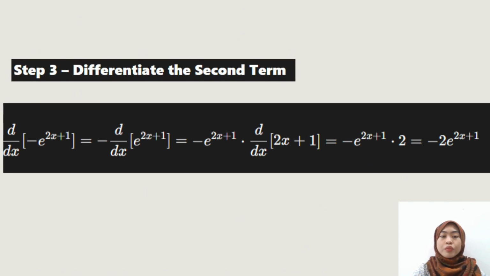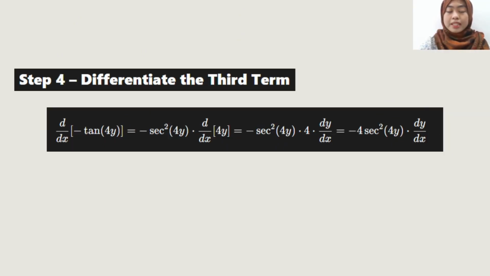Step 3. Differentiate the second term. Next, we differentiate the second term, which is negative e to the power of 2x plus 1. We use the chain rule here. The derivative of e to any function is just e to the same function, multiplied by the derivative of the exponent. So, the derivative of e to the power of 2x plus 1 is 2 times e to the power of 2x plus 1. Since the original term is negative, we get negative 2 times e to the power of 2x plus 1.